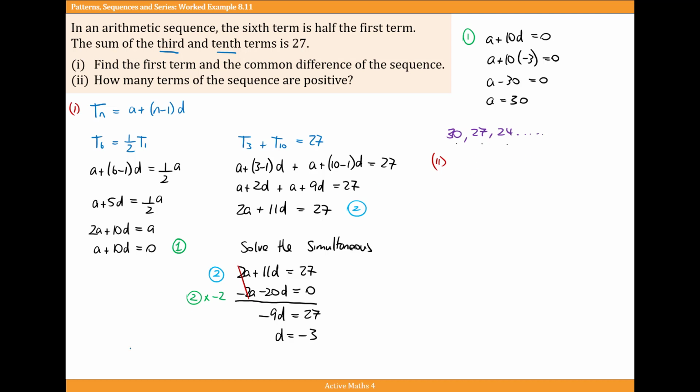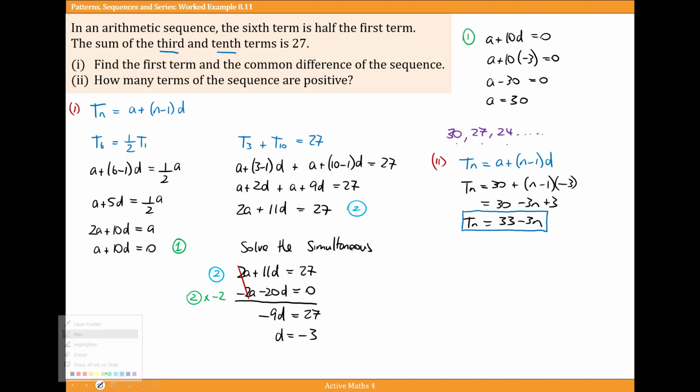So I'm going to write down the formula again for the general term of an arithmetic sequence, which is Tn equals a plus n minus 1 times d. I know now that a is equal to 30, so I'm going to sub that in. Plus, I also know that d is equal to minus 3. And tidying this up, I get 30 minus 3n plus 3, and that gives me 33 minus 3n. And so this is the formula for the general term. So this formula will allow me to find terms of the sequence. I'm interested in positive terms of the sequence, so I'm only interested in values of n that would give me positive numbers here.